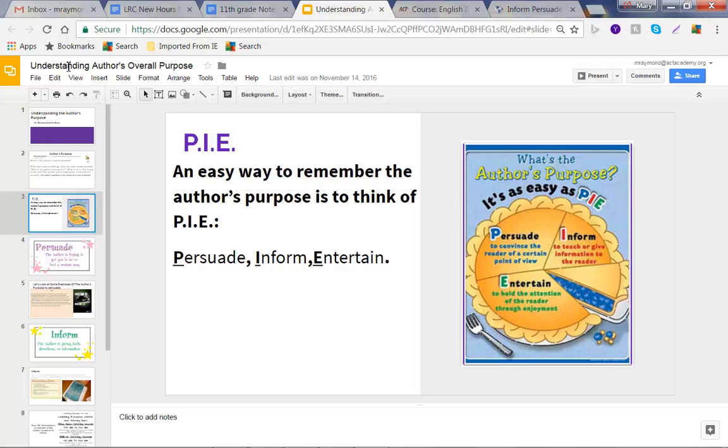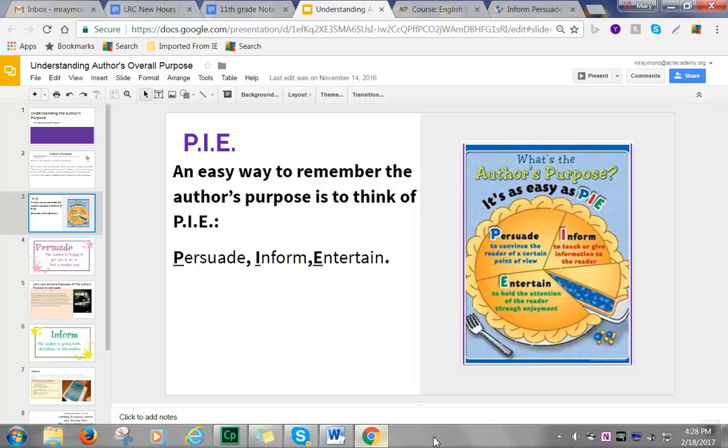Okay, so author's purpose, an easy way to understand it is, it's easy as pie. Persuade, inform, entertain. We're just dealing with persuade and inform. Persuade, to convince the reader of a certain point of view. Inform, to teach or give information to the reader.